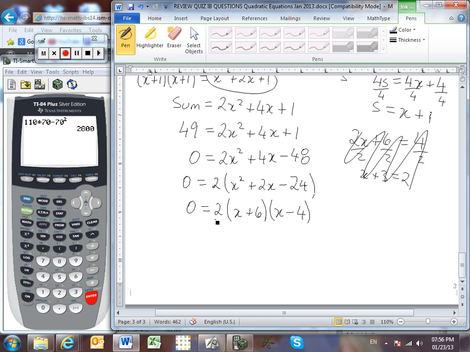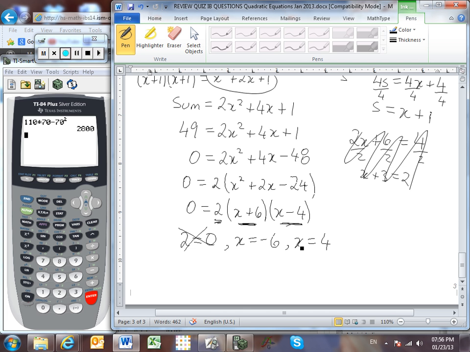Now I factored it. One of these 3 factors must be equal to 0 according to the zero product property. That's why it's so important to put a 0 on one side of the equation before you start. So either 2 is equal to 0, ridiculous, or x plus 6 equals 0, which means x is negative 6, or x minus 4 equals 0, which means that x is equal to positive 4.